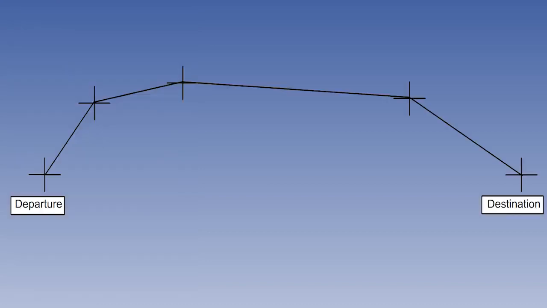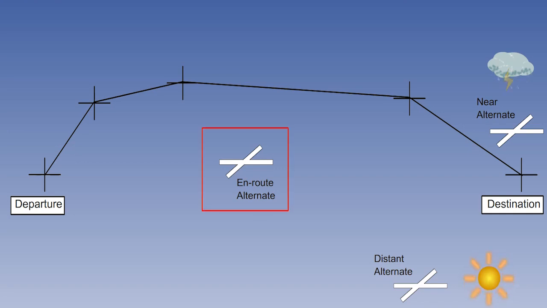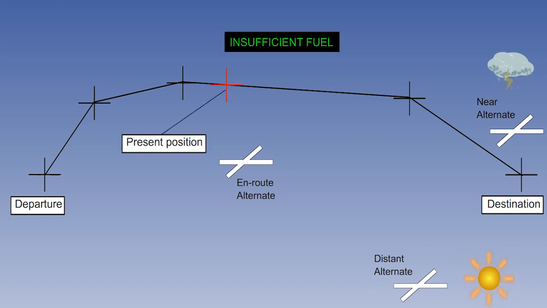Here is a route. We'll say that we don't normally take a more direct path because we have to follow the airways. There is an en route alternate, an alternate near the destination where the weather is bad, and an alternate further away where the weather is within limits when we take off. This is the one we have to nominate. You are here when you get the insufficient fuel message.